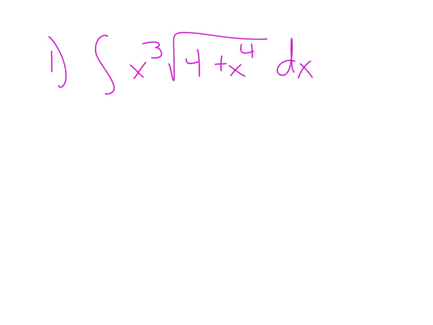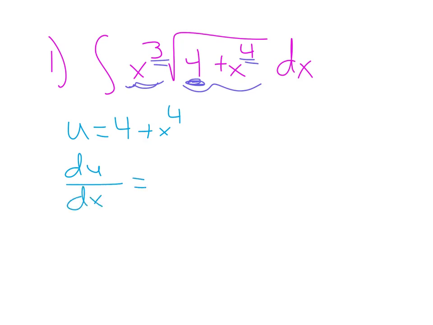In this case, I can look at this problem and say, well, the derivative of the inside is essentially sitting right here, because I have an x to the fourth, and that will become an x cubed. Ignoring constants, that doesn't matter that much. And then the derivative of 4 is just 0. So my u is going to be 4 plus x to the fourth, which makes my du dx 4x cubed.